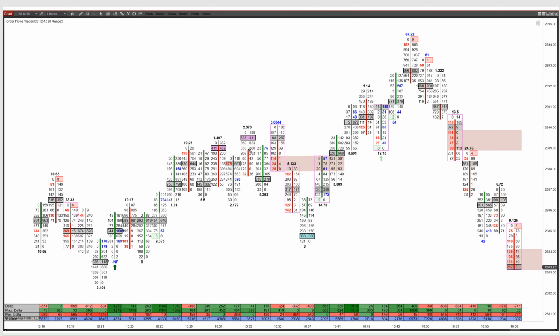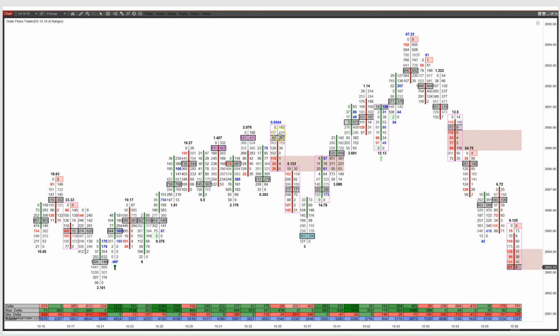This one, again, is borderline. I really wouldn't consider this a shooting star. This one is borderline hammer. This would be a better shooting star up here at the top, and it would be beautiful if the point of control was up there. But the point of this slide is this one right here.